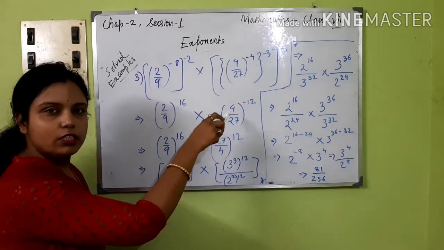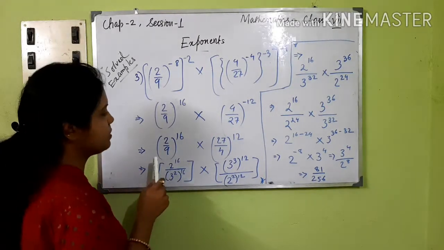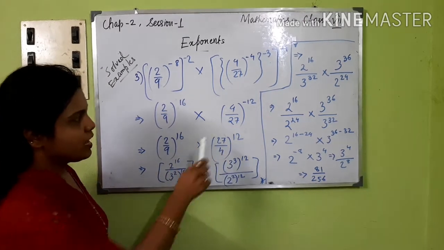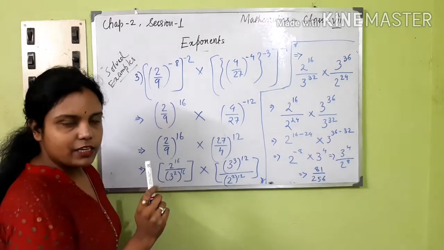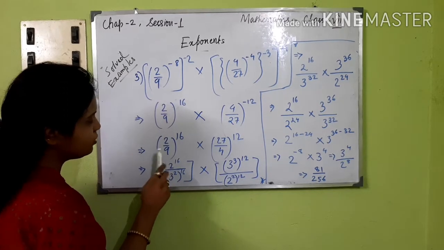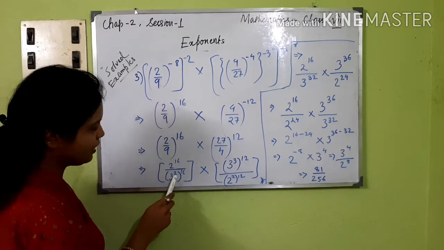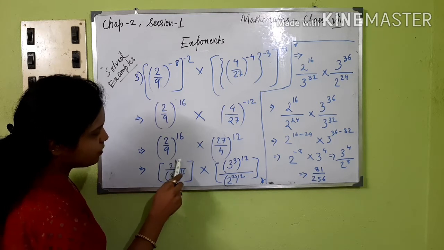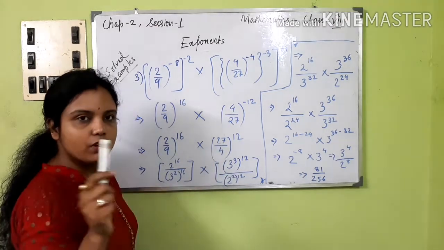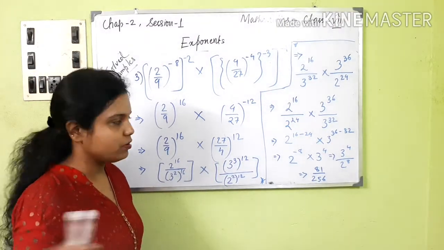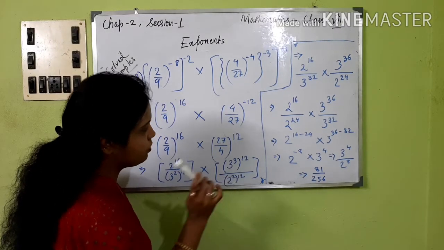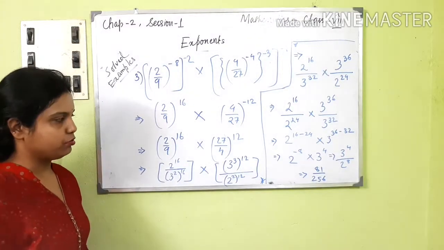Now, simply algebraic functions you can use for these multiplications. Now, 2 by 9 to the power 16 into 27 by 4 to the power 12. I've just reversed it, okay, taking the reciprocal to make it a positive power. Next, 2 by 3, 9 you know is 3 square, 3 into 3, so I've taken 3 square to the power 16 by 3 square whole to the power 16 into 27 is 3 into 3 into 3, right? The factors are 3 into 3 into 3, so 3 to the power 3 whole to the power 12 by 2 square whole to the power 12. 4 is 2 into 2, the factors.